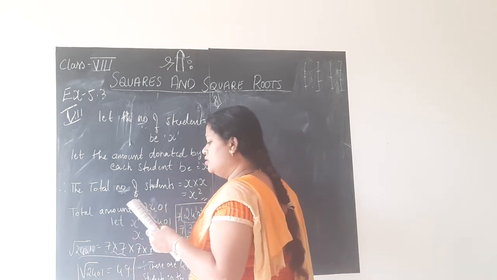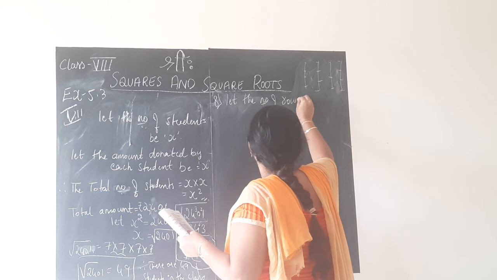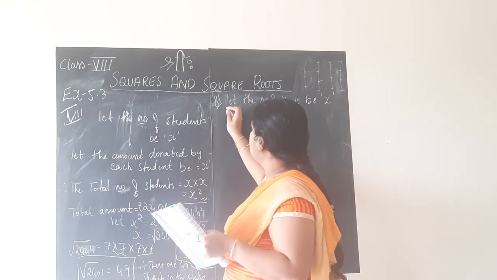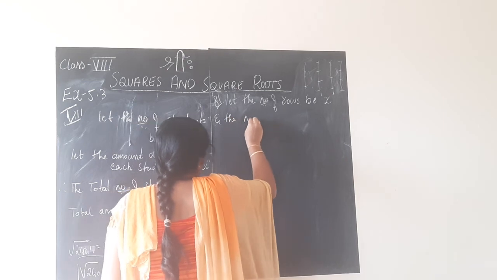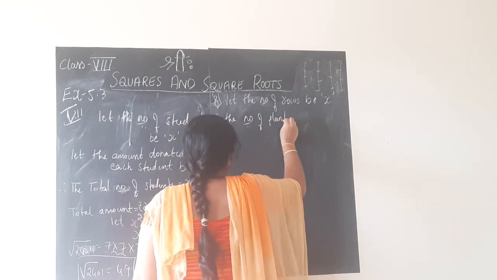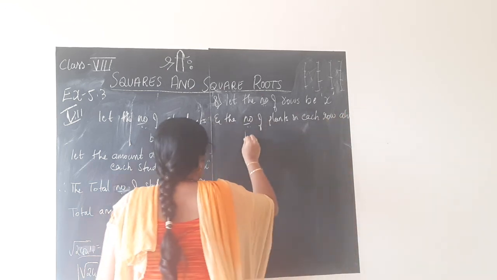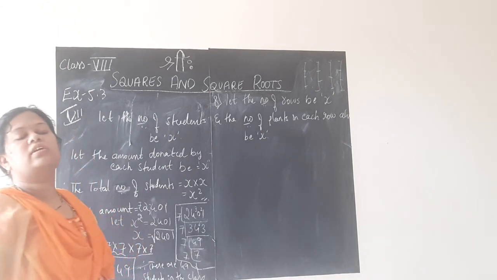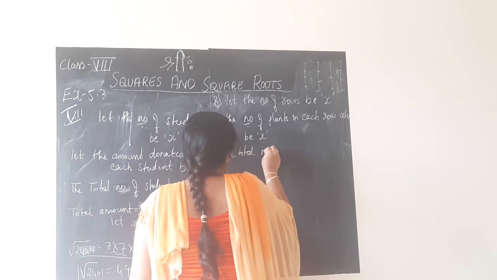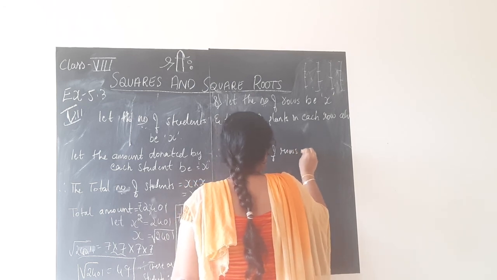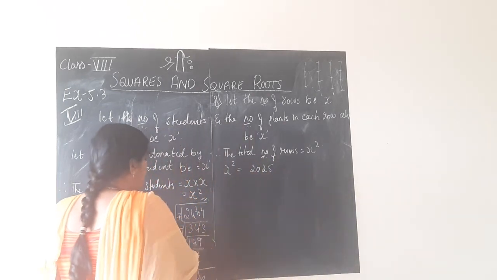Garden, each row contains. Let the number of rows be x. Here we always want an x square term, children. In such a way we will be writing our statement. So let the number of rows be x and the number of plants in each row also be equal to x. The number of plants in each row is also equal to x. This x, that x. Therefore, the total number of plants is equal to x square. And what is the value of this x square given? 2025.